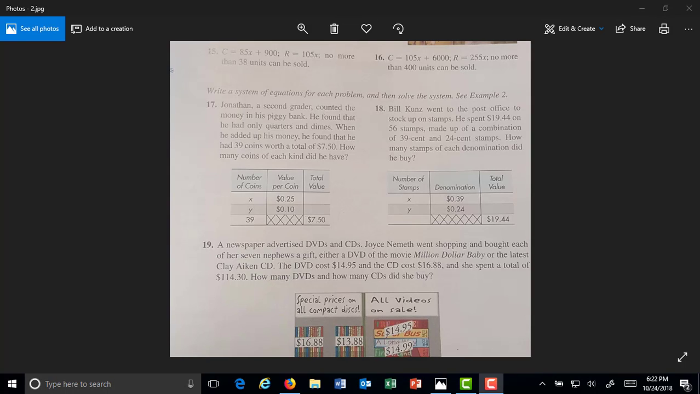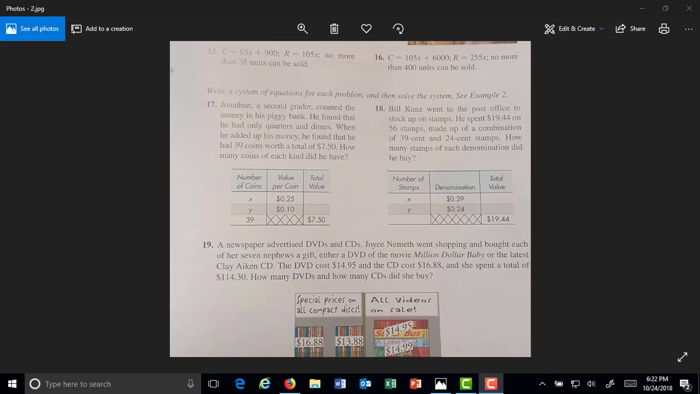So the next problem, let's take a look at it. That was this one. Okay, look, it's the same thing. He's got stamps, right? And this is how much he spent total, and he bought 56 stamps. This is a total number. They changed the order, but it's the same thing, because you have to know the total count of stamps and the total money spent. Then you can set up the equation.